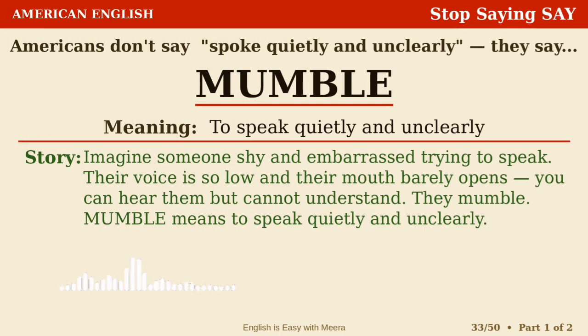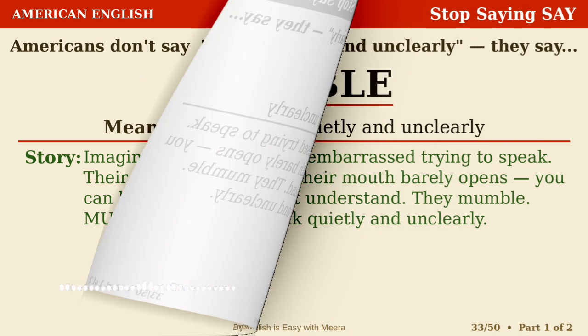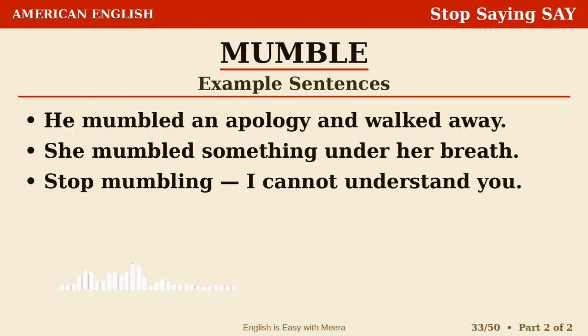33. Mumble. Americans don't say, spoke quietly and unclearly. They say mumble, meaning to speak quietly and unclearly with your mouth not fully open. Story. Imagine someone shy and embarrassed trying to speak. Their voice is so low and their mouth barely opens. You can hear them but cannot understand them. They mumble. Example. He mumbled an apology and walked away. She mumbled something under her breath. Stop mumbling. I cannot understand you.